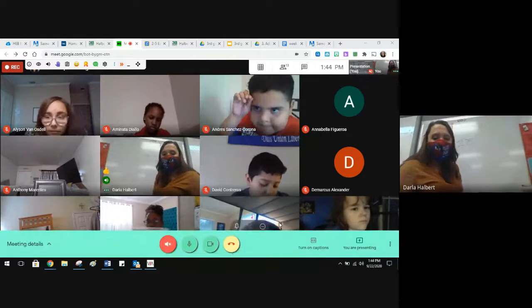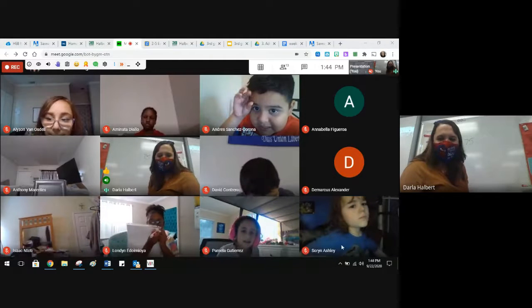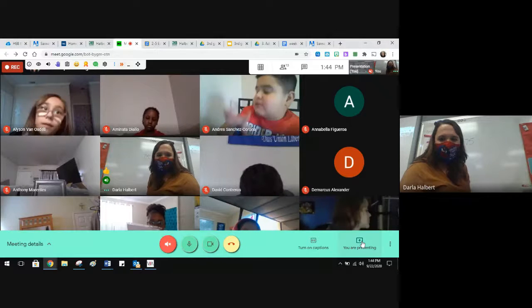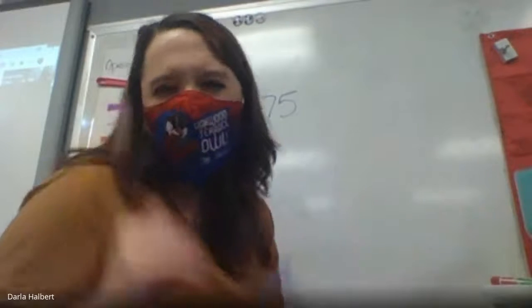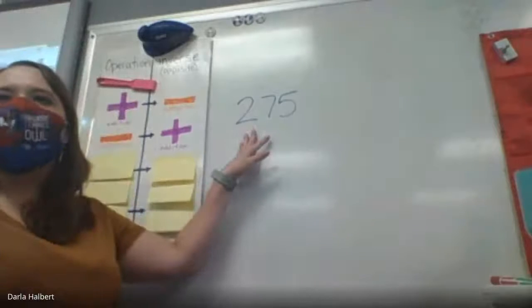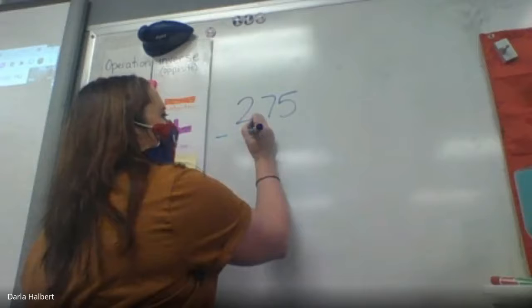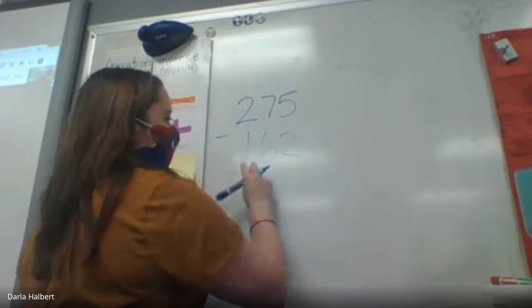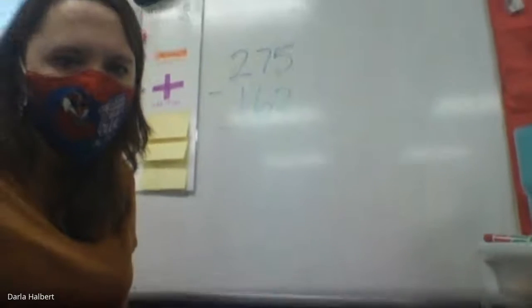Okay, I'm gonna use 3 different colors. You just use one. I'm using 3 different colors to kind of show you the pattern. But you just use one color. All right, so 275. Write that. Minus 162. 275 minus 162.